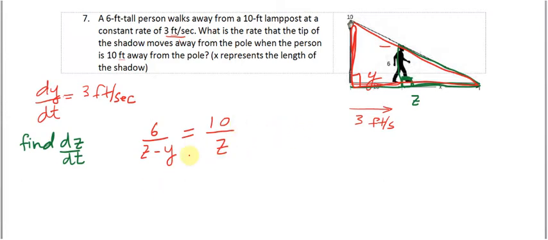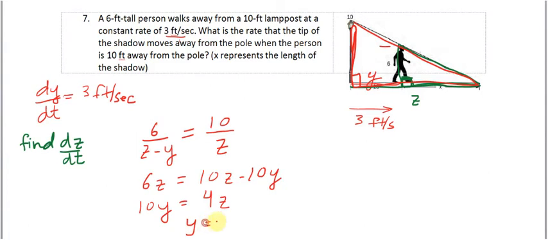So now let's do some simplifying. Multiply both sides by z, we get 6z. Multiply the other side by z minus y, we get 10z minus 10y. 10y is equal to 10 minus 6, which is 4z. And then we can simplify this and we get y is equal to 2/5 z. So now we have everything in terms of y and z.